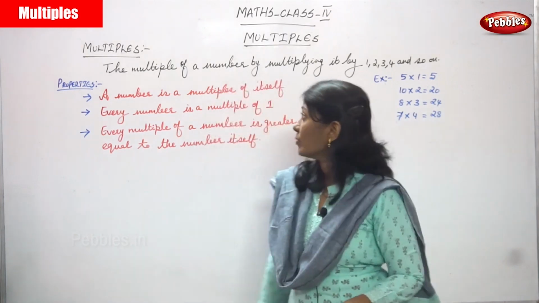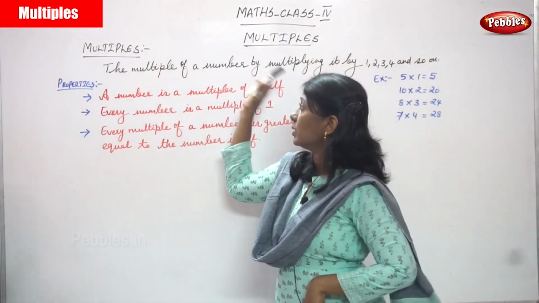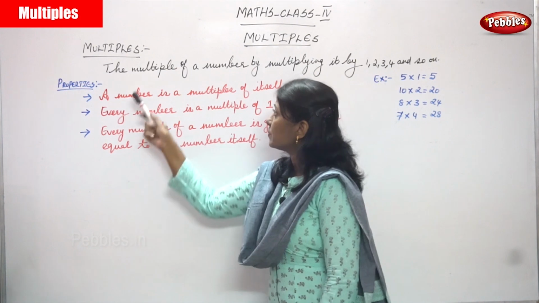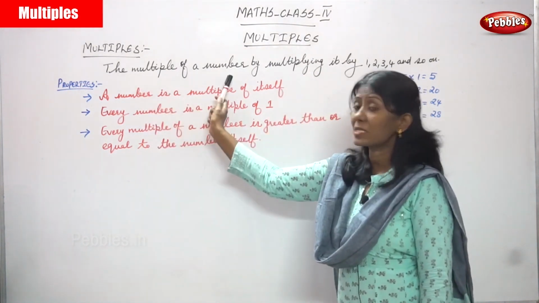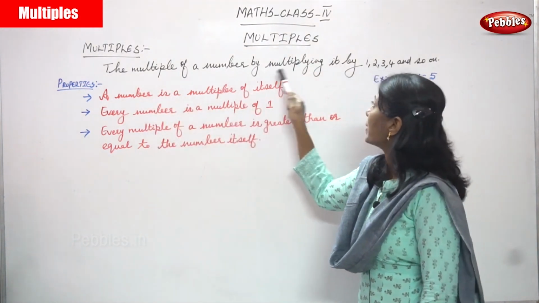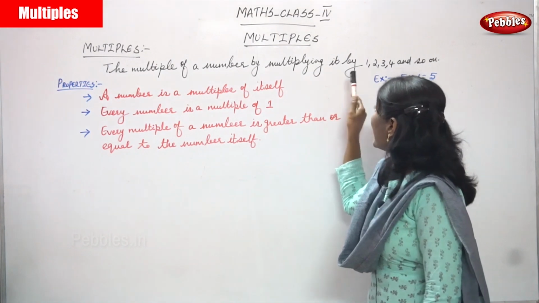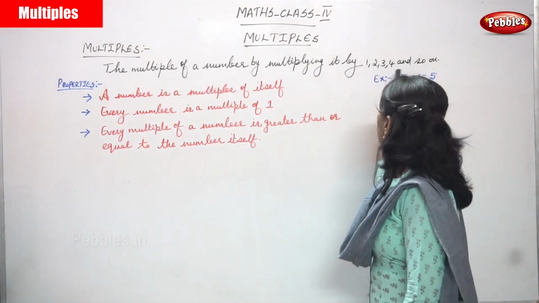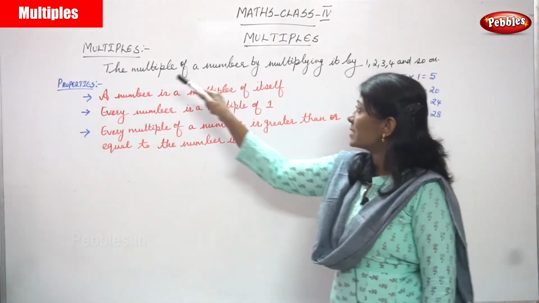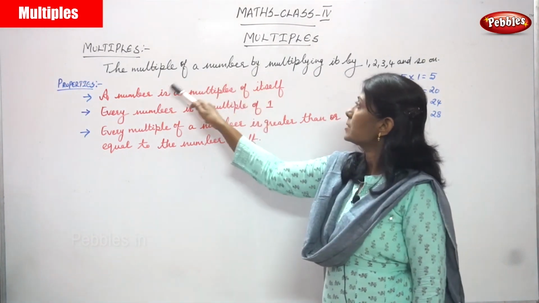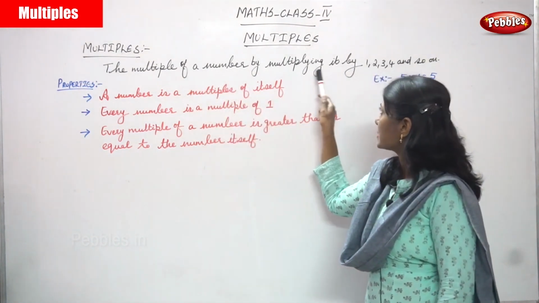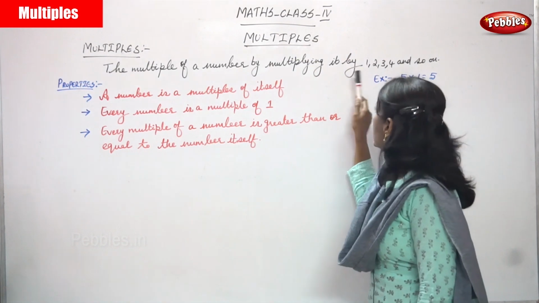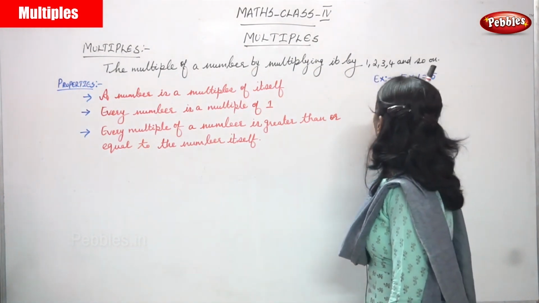Okay, now we are going to see the multiples. This is a new chapter. So multiples, what is multiples? The definition I am giving you: the multiples of a number are obtained by multiplying it by 1, 2, 3, 4 and so on.